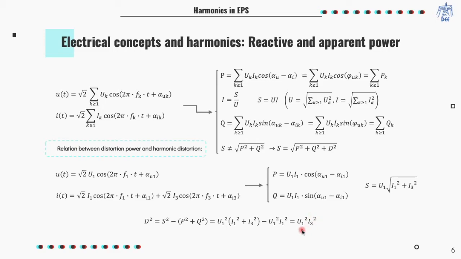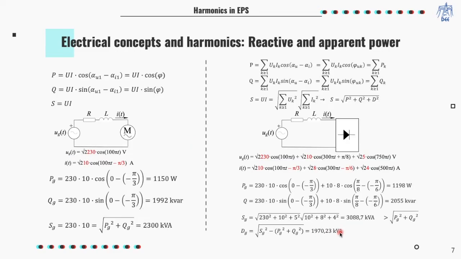To finish the study of apparent and reactive power definitions, we have the following example. On the left, a linear load consumes this sinusoidal current, and the supply voltage is also sinusoidal. Applying the definitions of power in sinusoidal conditions, we obtain the following results. On the right, a nonlinear load consumes this distorted current, and the supply voltage is also distorted.